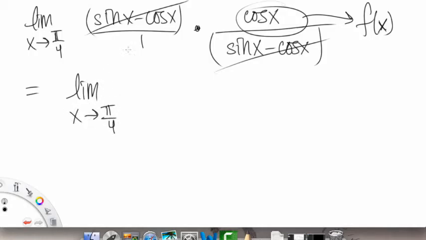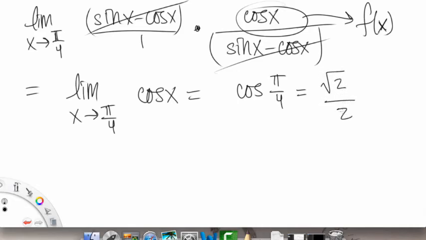So limit as x approaches pi over 4 of cosine x. This is basically just going to equal, we'll do direct substitution here because we can. It is continuous at pi over 4. So cosine of pi over 4 is just going to be radical 2 over 2, and that's a positive number.